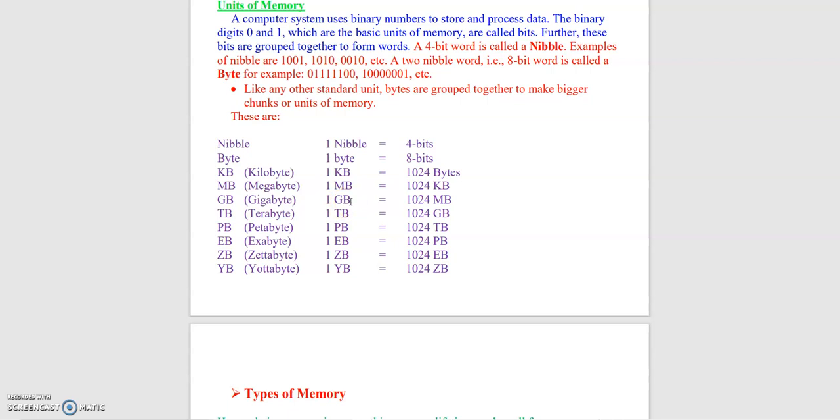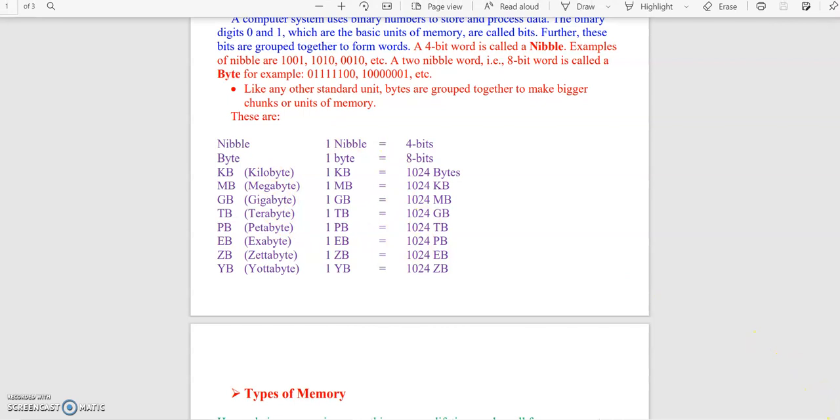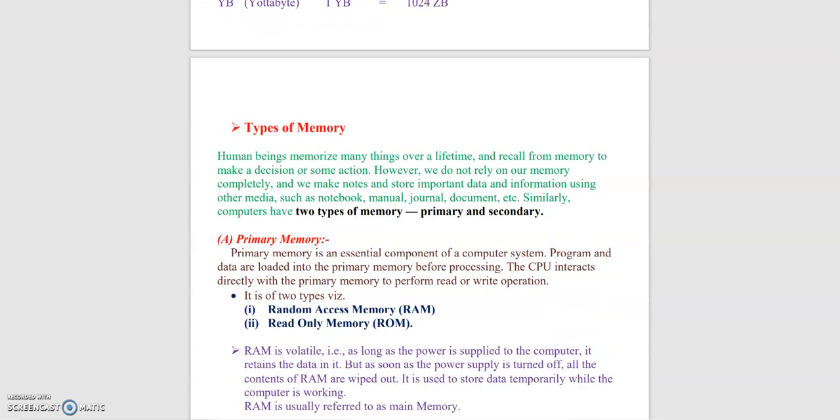So 1 GB is equivalent to 1024 MB. Now 1000 GB is 1 TB. We have hard disks of 1 TB, 2 TB, that is 2000 gigabytes. So now imagine 1000, you keep on adding. It turns into a very large unit of memory. So for now, the largest unit we have is a yottabyte. You are supposed to know these units of memory by heart. So write them, practice them, they're very easy.